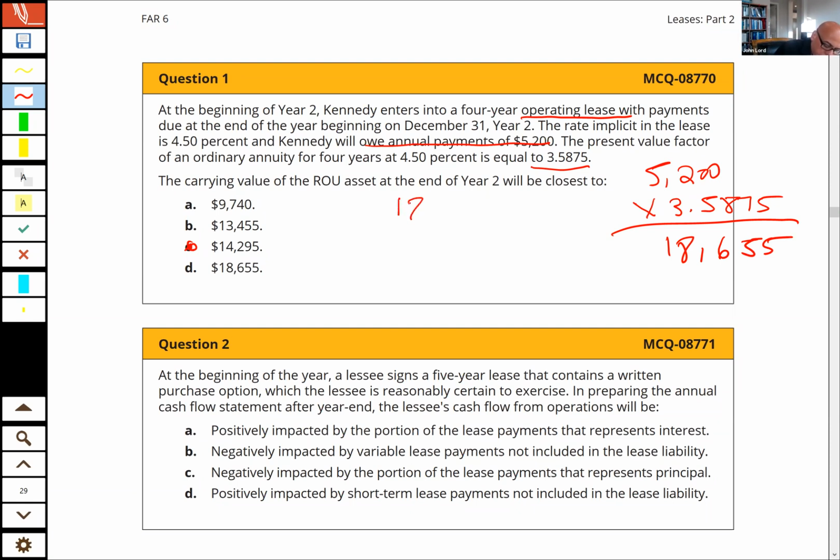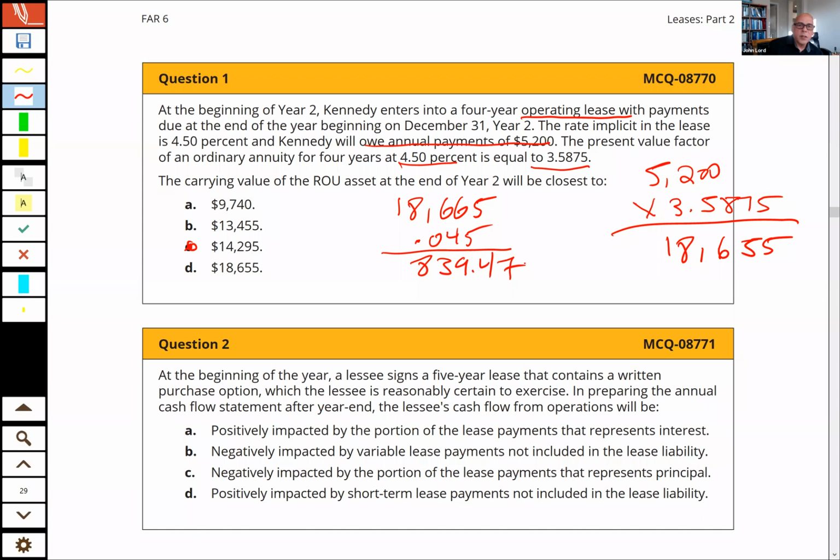So now I know I need to amortize that as though I'm just amortizing the liability, and that's also going to be amortization of the right of use asset. They're identical, right, as they go through. So I take that 18,655 and they gave me an interest rate of 4.5%. So I have to multiply that by 0.045. And when I do the math on that, I get $839.47. That becomes the interest part.